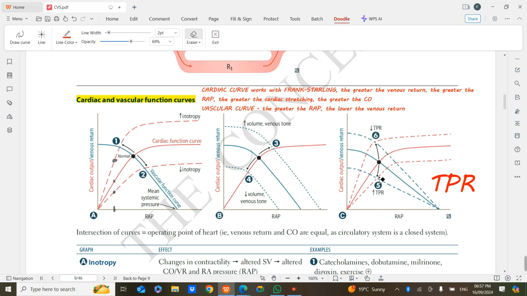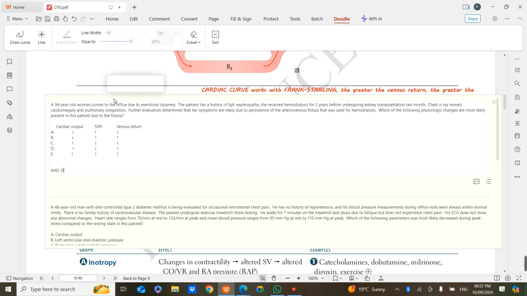So if the curve is below, it shows that something has happened to the total peripheral resistance that is making the cardiac output to be lower. Maybe total peripheral resistance has risen. And that's all. So let me give you a question for you to look at and just assume, imagine how it's going to be.